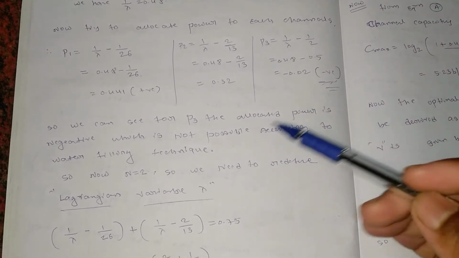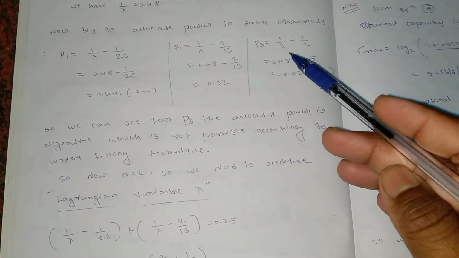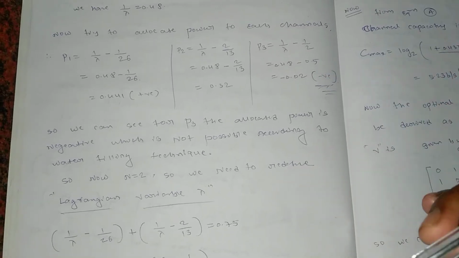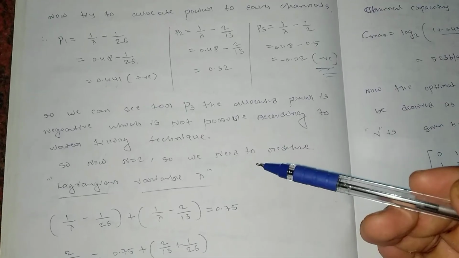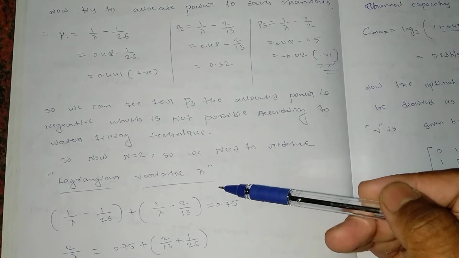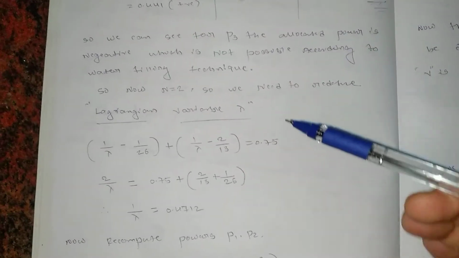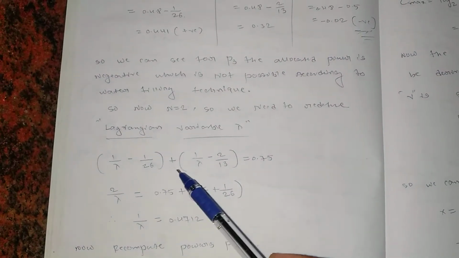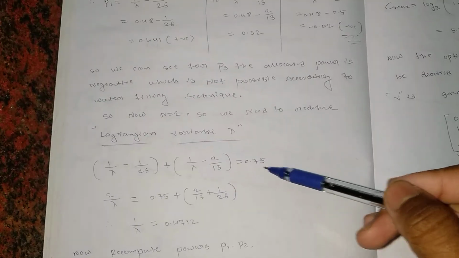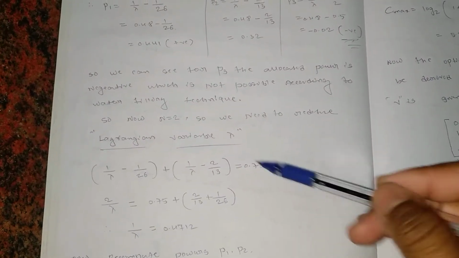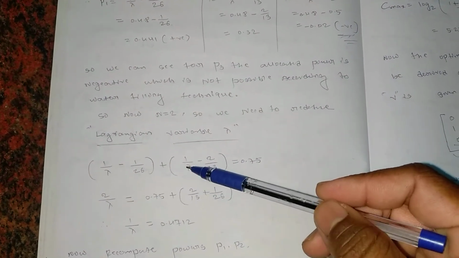So what I will do, I will just discard this third channel. So the third channel will not be allocated any power here. Then I will be left with only two channels. Then I need to redefine the Lagrange constant as well. So I'm doing it here: 1 by lambda minus 1 by 26 plus 1 by lambda minus 2 by 13 is equal to 0.75. Again, the total power I need to allocate between these two channels, P1 and P2.